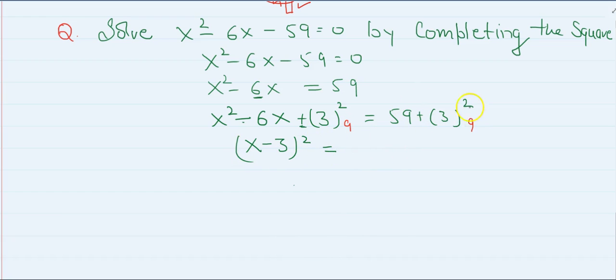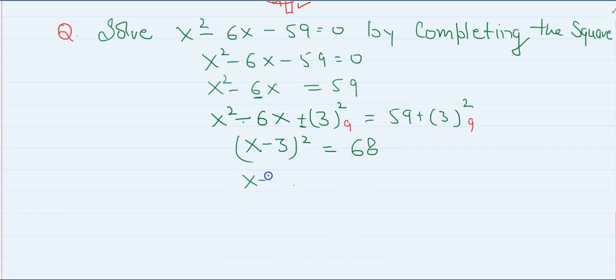is equal to, this will be 59 plus 9, which is 68. Now this is how we have converted it into a complete square. So this equation is x minus 3 square is equal to 68.